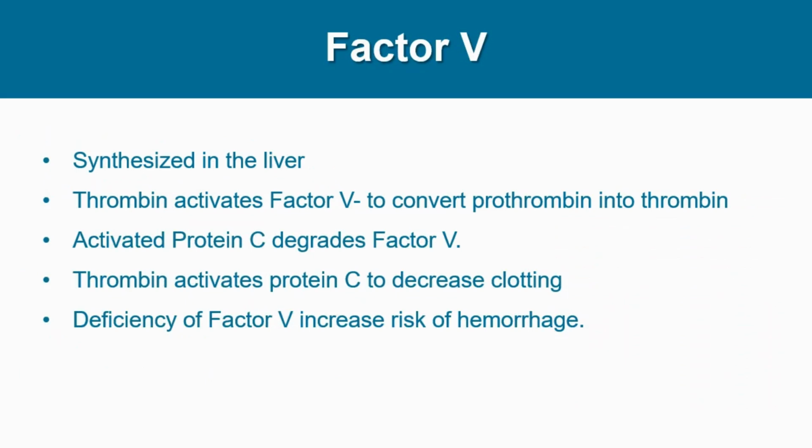Factor V is another protein of the coagulation system. It actually functions like a cofactor, and the synthesis occurs in the liver. Thrombin activates it, and what it does is convert prothrombin into thrombin, and activated protein C degrades it, and thrombin activates protein C to decrease clotting. So deficiency of factor V can increase the risk of hemorrhage. So we have two things going on here. We have the risk of blood clots, but then you also need these other factors to prevent you from bleeding out.